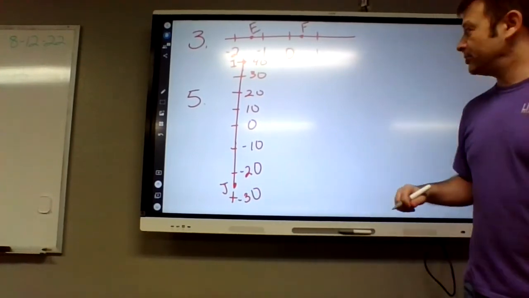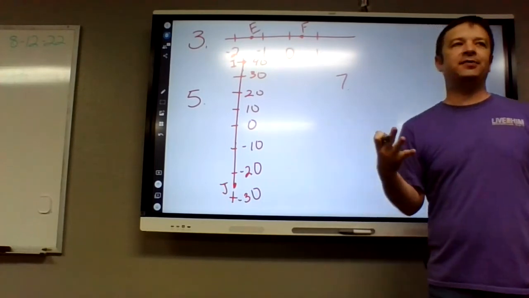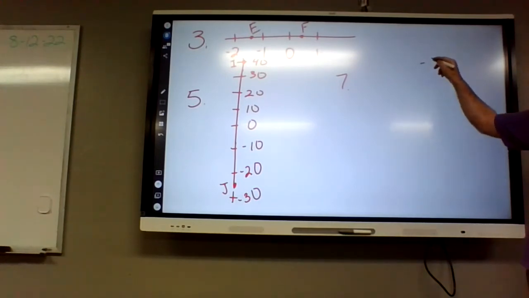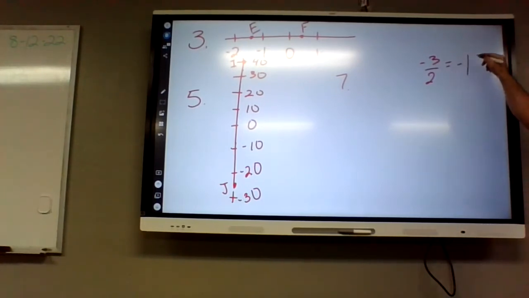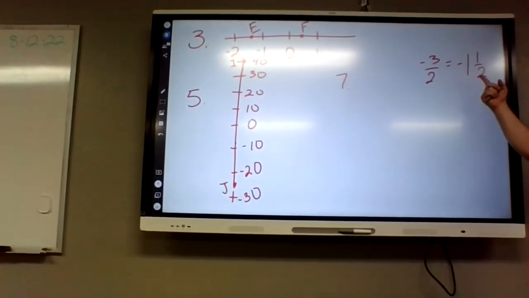Number 7, where is negative 3 halves at? What is negative 3 halves equal to? What's 3 divided by 2? 1.5. So it's negative 1.5. So it's not almost negative 1. It's going to be between what two numbers? Negative 1 and negative 2.